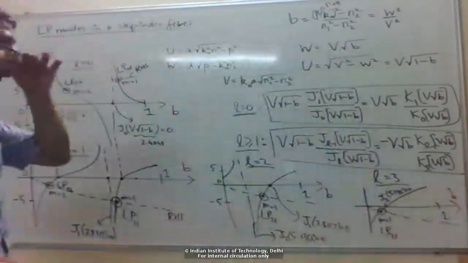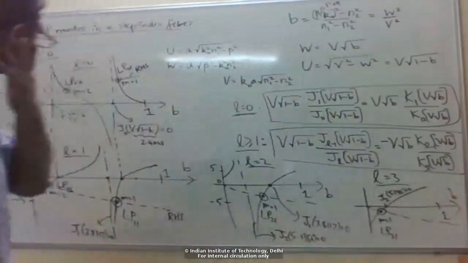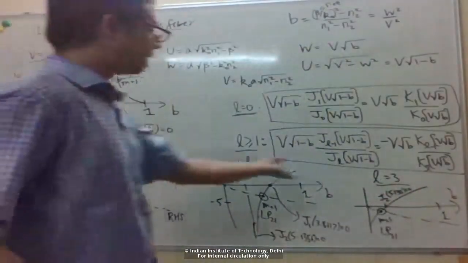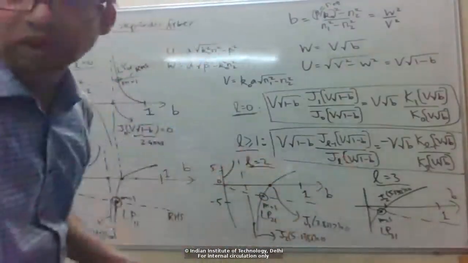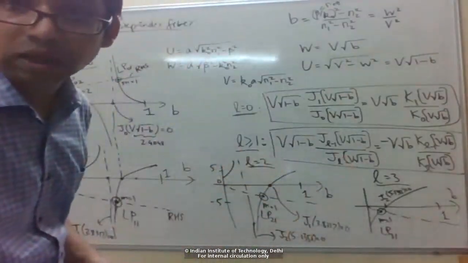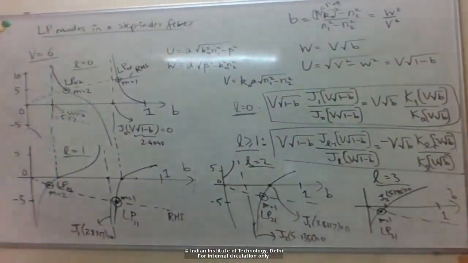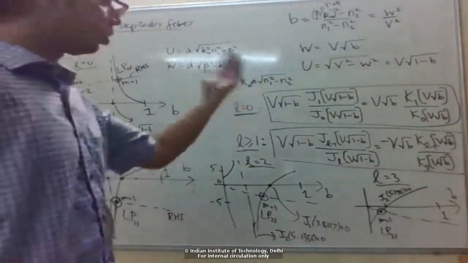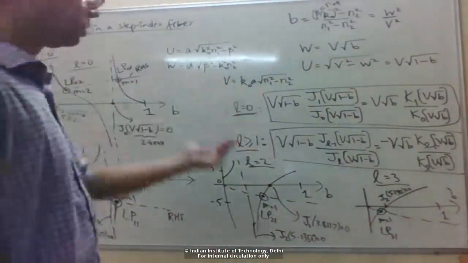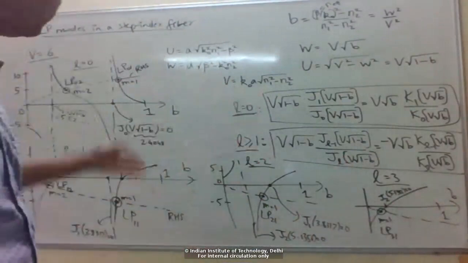Okay, and now if you try L equal to 4, we don't get any intersection. So these are it. For L equal to 4 and beyond, 5, 6, 7, there is no intersection, right? So that's basically the procedure.